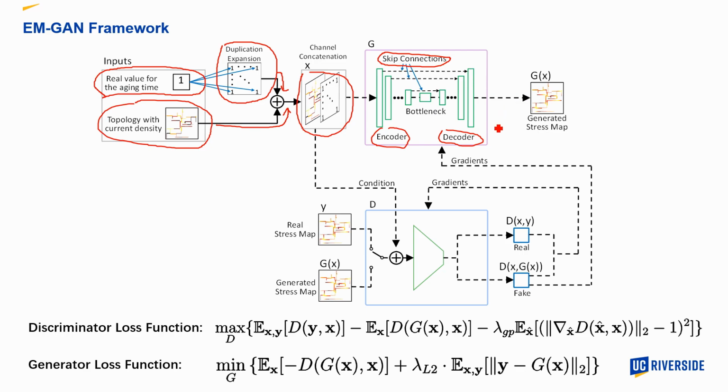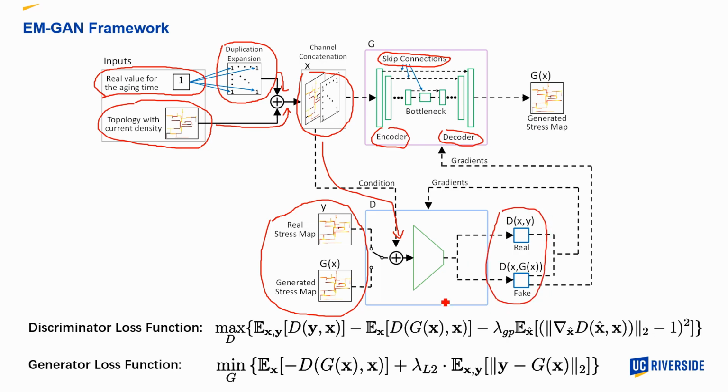Then the generated stress map or the ground truth from the training set will be taken as the input by the discriminator. The topology image and the aging time are also given to the discriminator as conditional input, so that the discriminator is trained to judge whether the input stress map is the correct solution to the given topology at the specified aging time. The output of the discriminator is taken into the calculation of the loss functions.